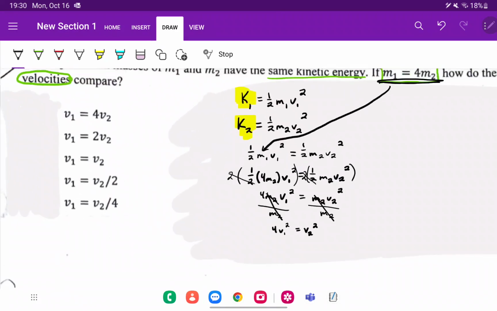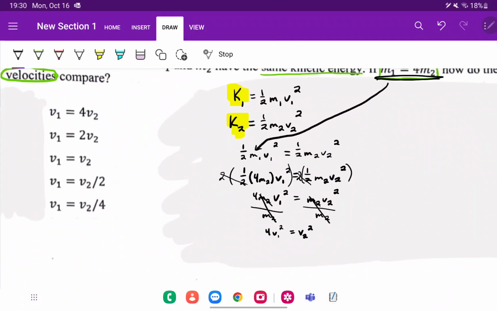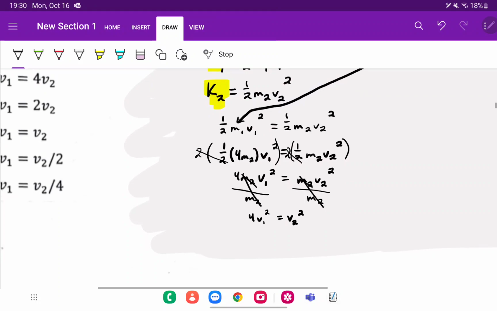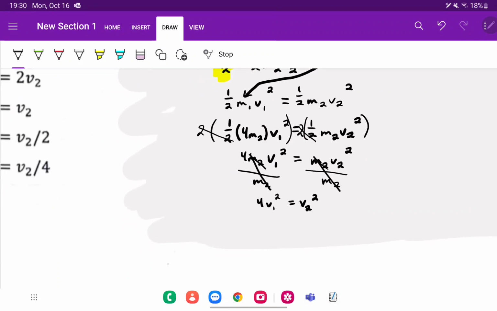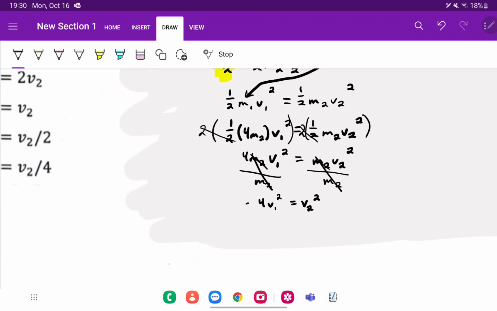So we're really close to getting something that looks more like our answer choices. The only thing is we have both of our velocities squared right now. To get rid of a square, we're going to take the square root of both sides. The square root of 4 is 2, v1, and the square root of a square is just itself.